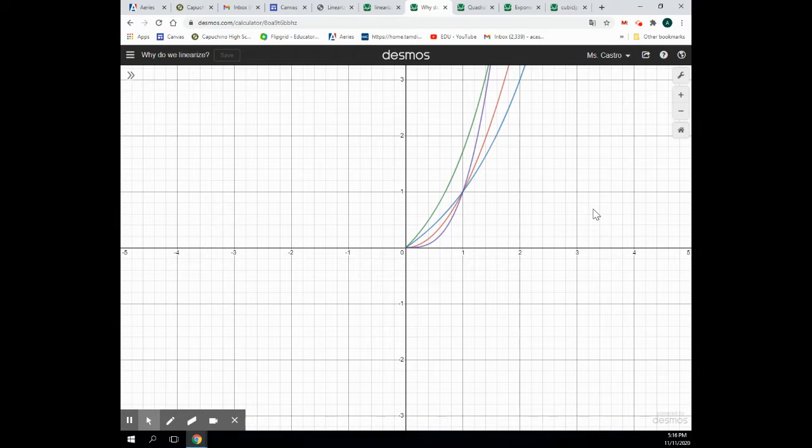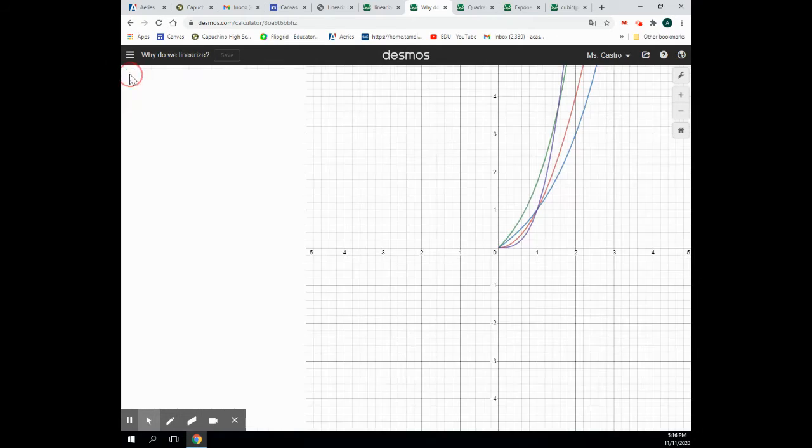So being able to linearize a function helps us determine what type of function you have. So if you're given raw data and you plot it and it somewhat resembles one of these shapes, then you want to know, well, what kind of function should I be using to model this data? So let me show you what we've got here.